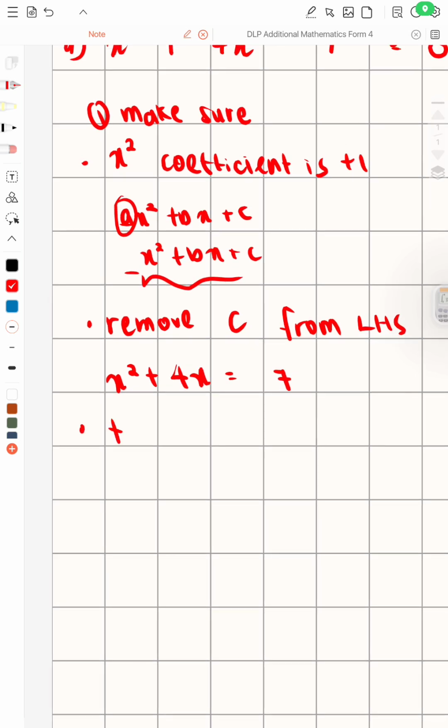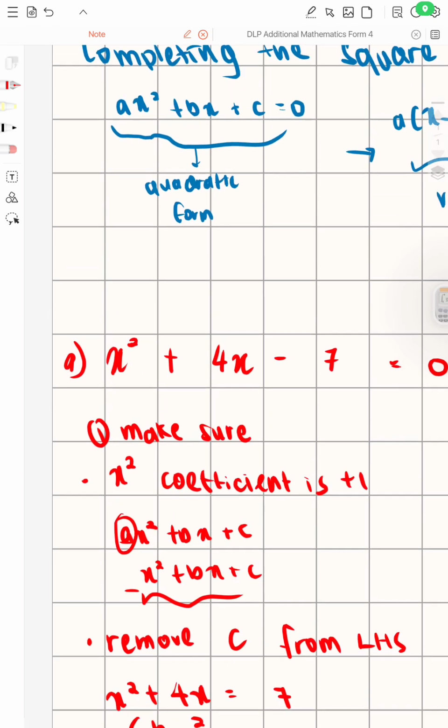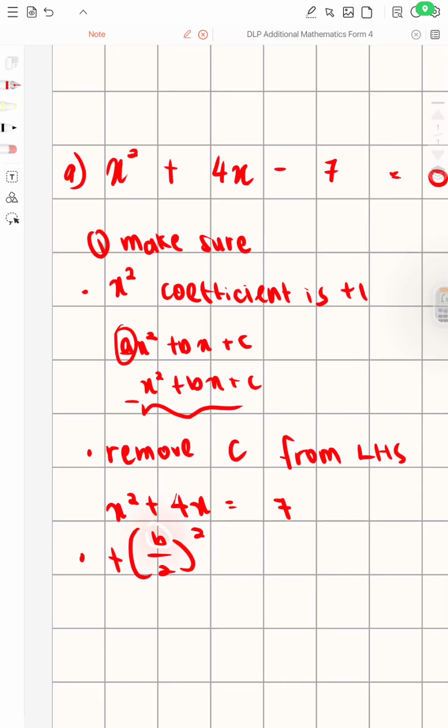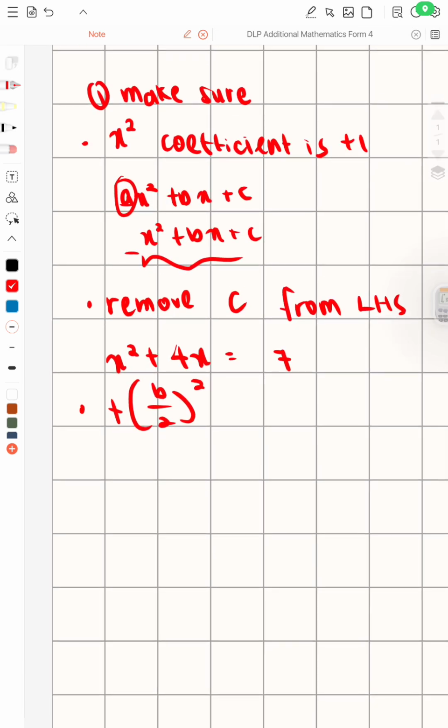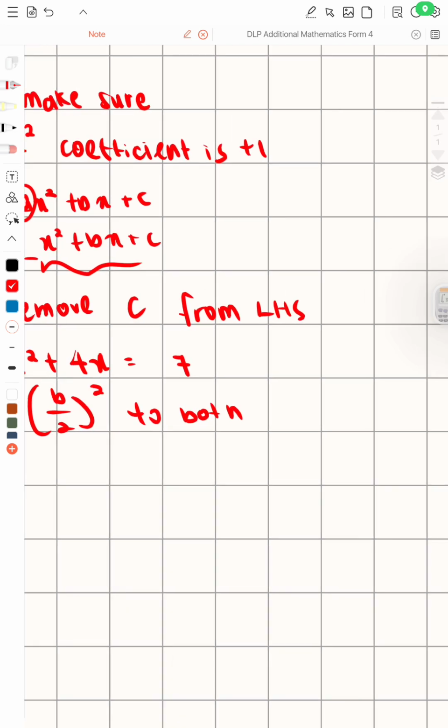We proceed with the next step, which is to add (b over 2) squared to both sides of the equation. What is the value of b? It is basically the coefficient connected to x, the value that is connected to x. You can look at the equation from the question. The value of b would be 4, the number that is connected to x. So in this case it's 4. We need to add (b over 2) squared to both sides.